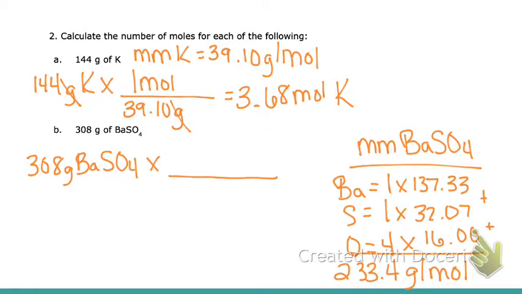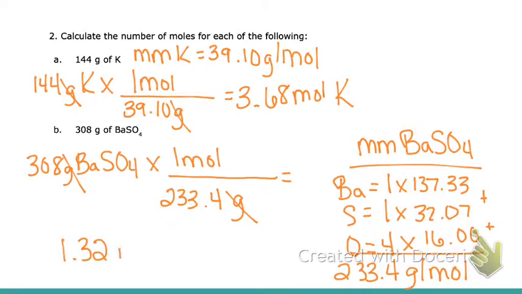Therefore, grams must be your bottom piece. So the 233.4 grams will go in the bottom. 1 mole will be the top piece. Grams eliminates. When I divide that out, I get an answer of 1.32. I'm left with the unit of mole, and we're talking about barium sulfate.